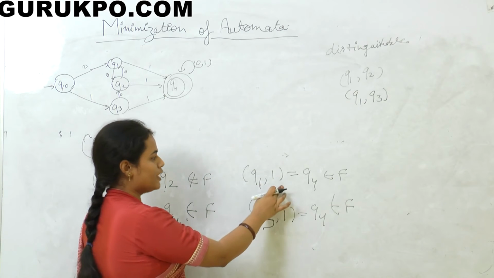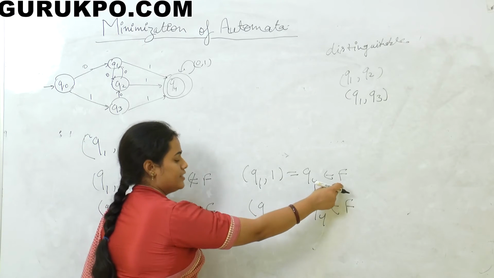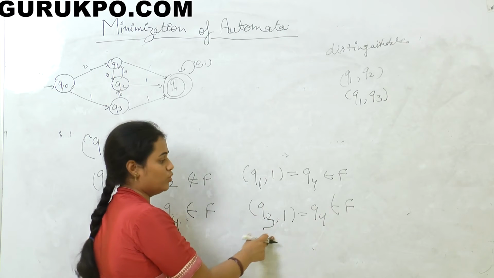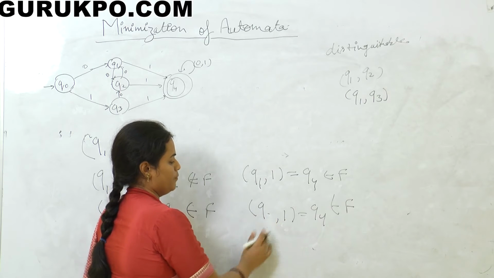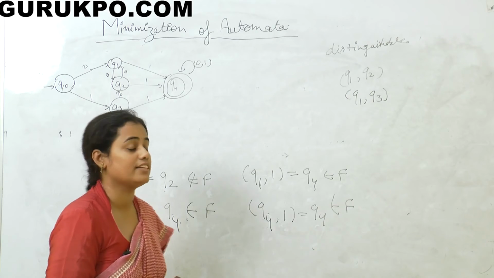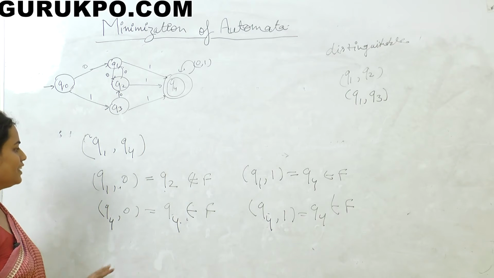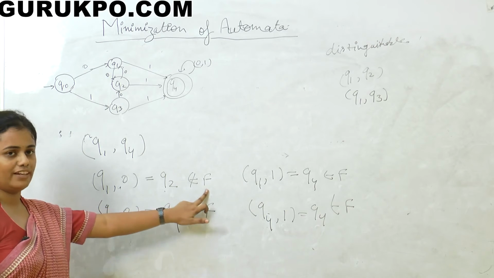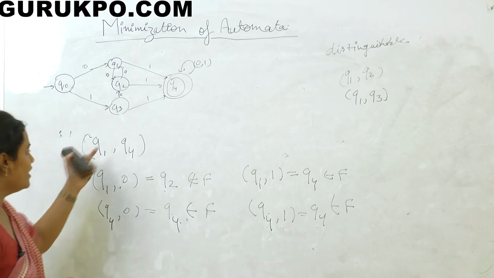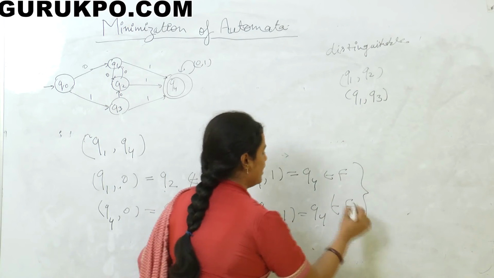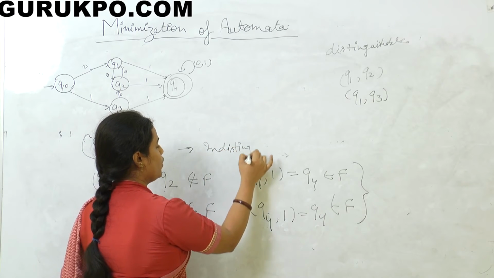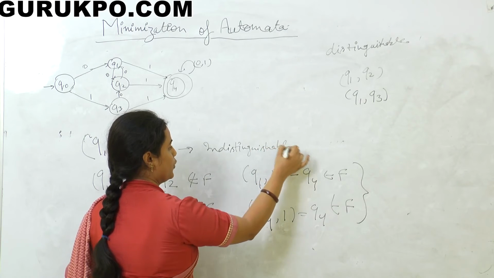At Q1 when I am giving the input 1, I am reaching Q4, that belongs to final state. At Q4 when I am giving the input 1, I will also reach the state Q4, that also belongs to the set of final states. Now it is very clear that one is belonging to the set of final states and another one is not belonging to the set of final states. That is why Q1 and Q4 are distinguishable states, which means you cannot merge these two states Q1 and Q4.